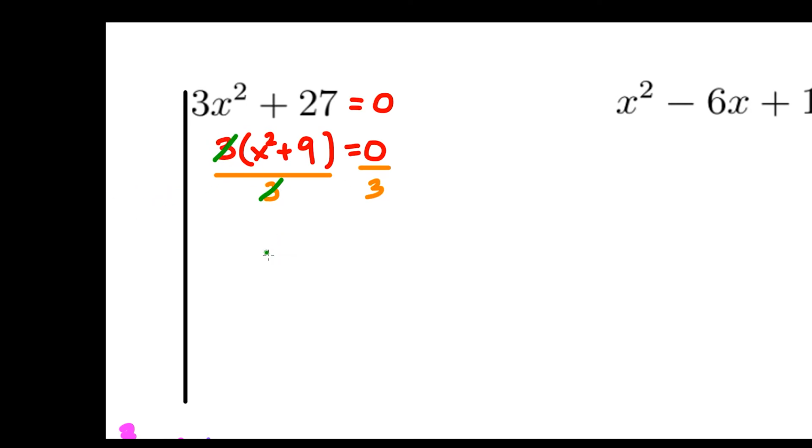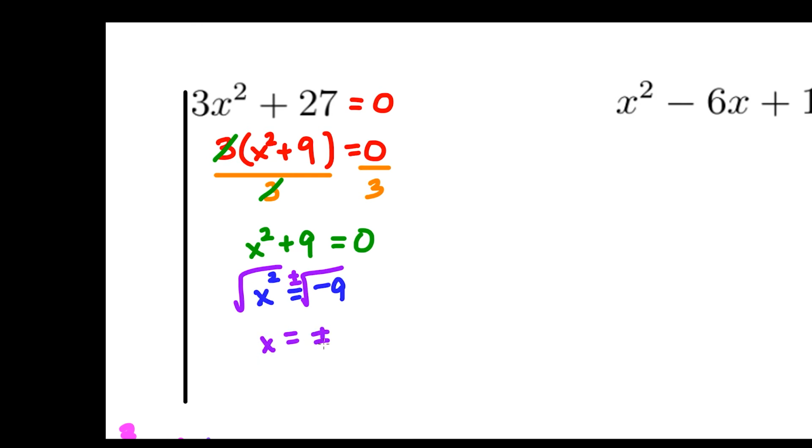So that's going to cancel, and you're going to be left with x squared plus 9 is equal to 0. Okay, I'm going to solve it the same way I solved the last one. I'm going to subtract off that 9 on both sides, and you end up with something like this. And then if you square root both sides with the plus or minus, you end up with x is equal to plus or minus 3i.